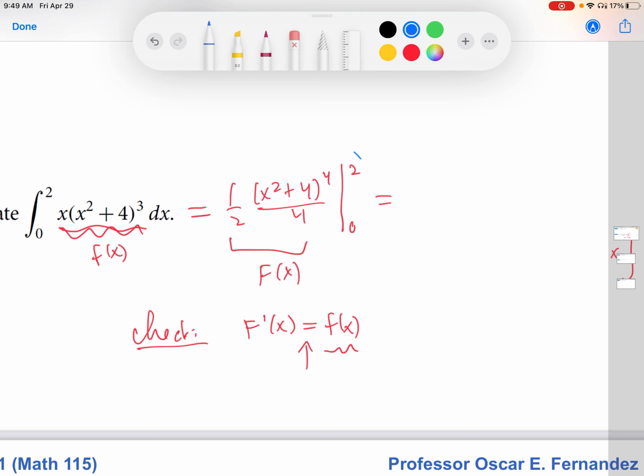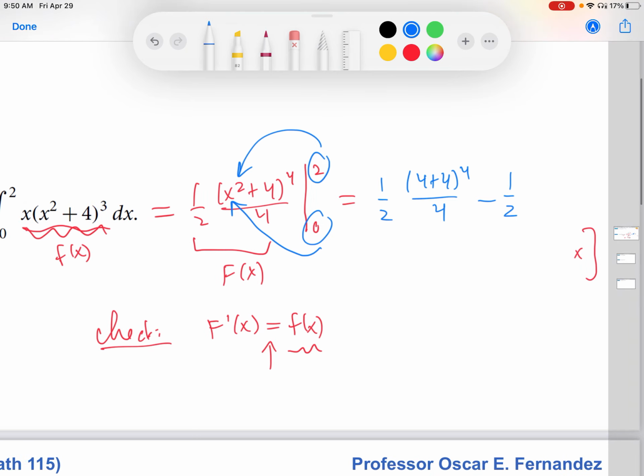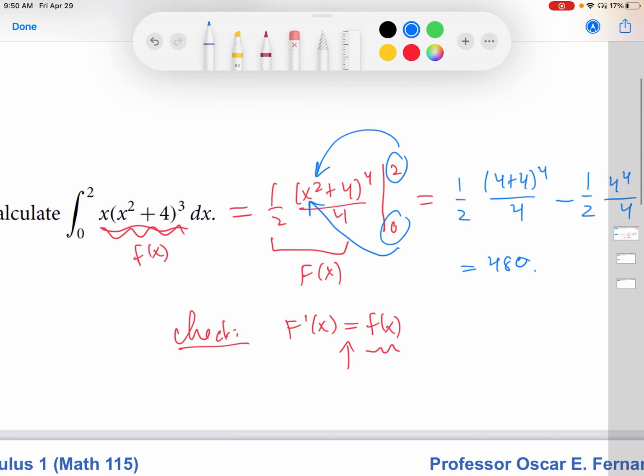So take this number 2 and substitute it in for x, and that's going to give you 1/2, let's see, 2 squared is 4 plus 4 to the 4th over 4, and then subtract, take this number 0, substitute it in for x. That'll leave you with 1/2 of 0 squared plus 4 squared, so just 4 to the 4th divided by 4. Okay, and then you do the arithmetic here, and then that will be your answer for the definite integral, which ends up being 480.